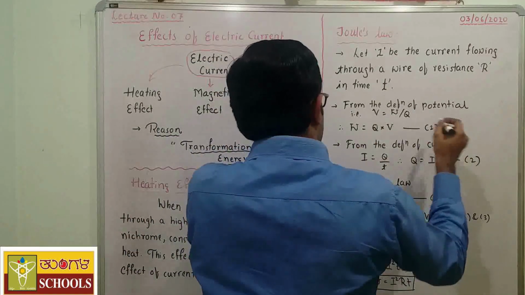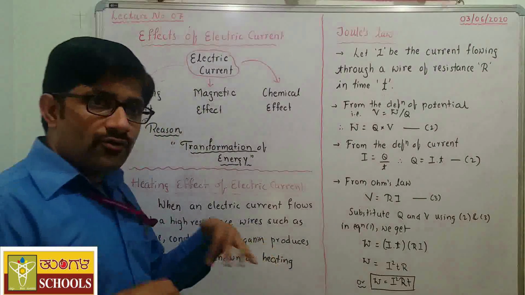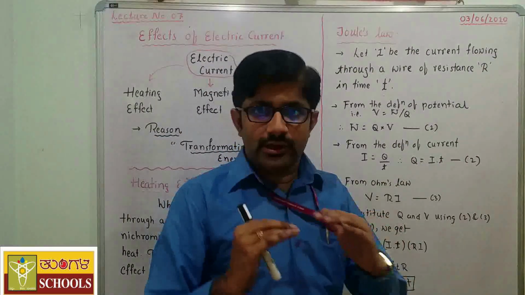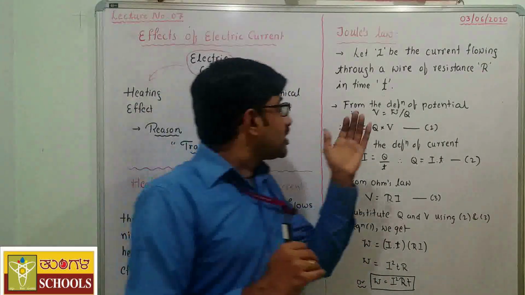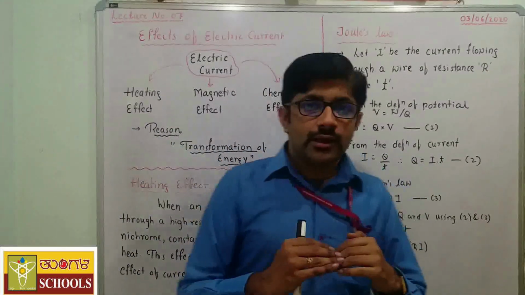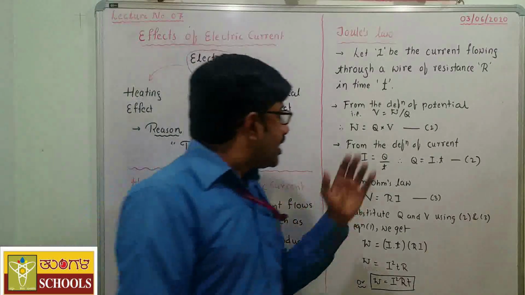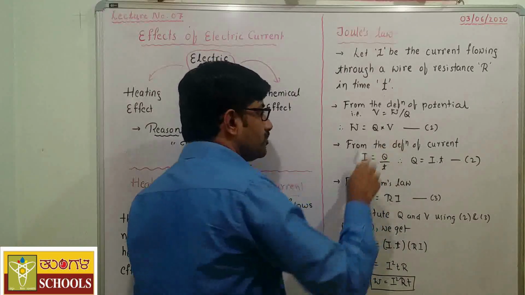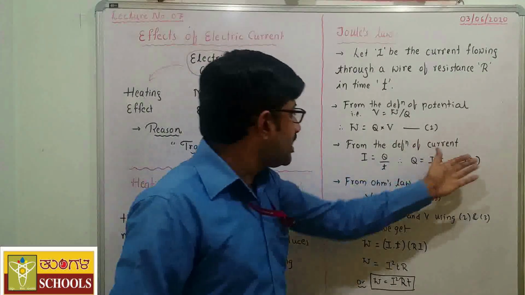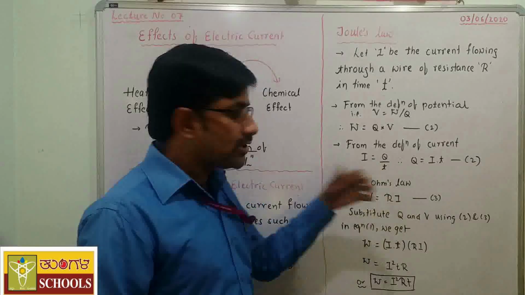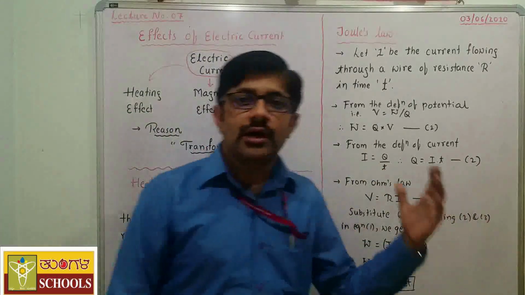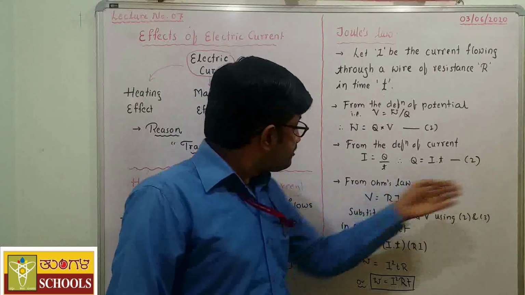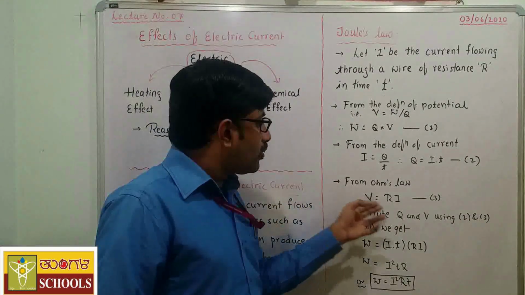Let's pause a little for this work done. We are finding the Q and V values from different steps and later substituting them. For finding Q, we go to the definition of current, that is I equal to Q by t, the ratio of charge with respect to time. Therefore Q is equal to I into t. Call this equation 2. Again from Ohm's law, V equal to IR.